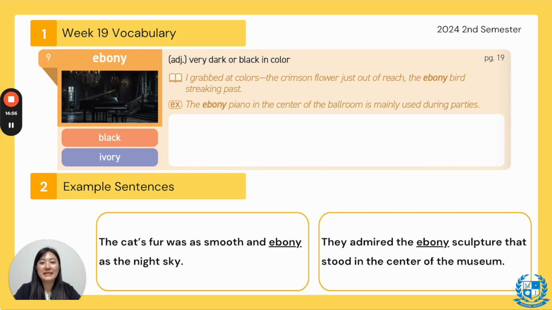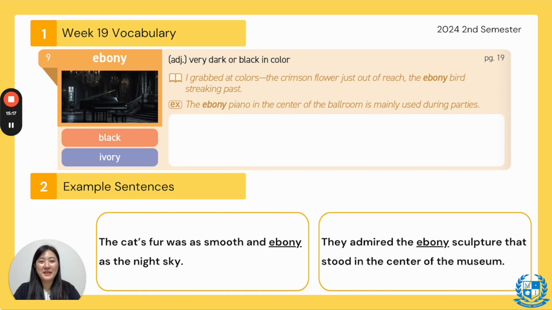In our book it says, "I grabbed at colors, the crimson flower just out of reach, the ebony bird streaking past." So crimson flower would mean a dark red flower, and here an ebony bird would mean a black bird was coming by. Let's read the example together.